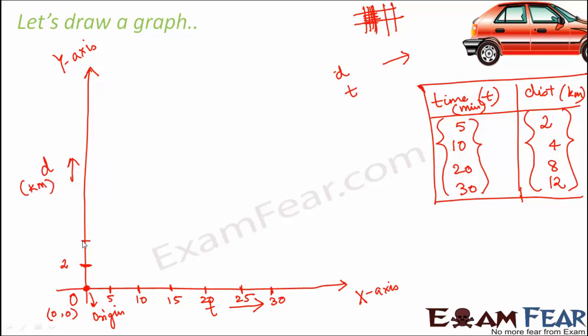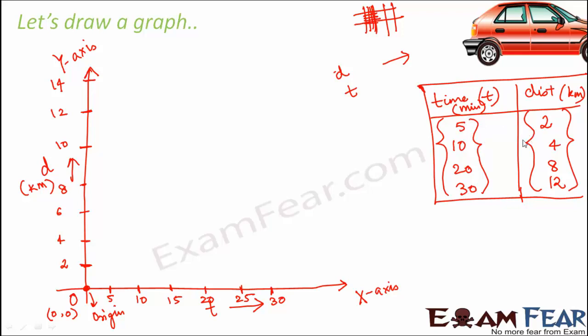Okay, so one big box is 2 kilometers. So the next one is 4, 6, 8, 10, 12 and so on. So that is how we scale the y-axis. Now that the x and the y-axis have been scaled, your job has become very easy. Now you just look at these numbers.